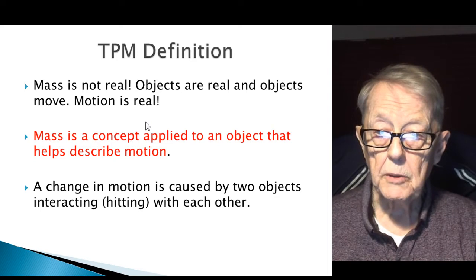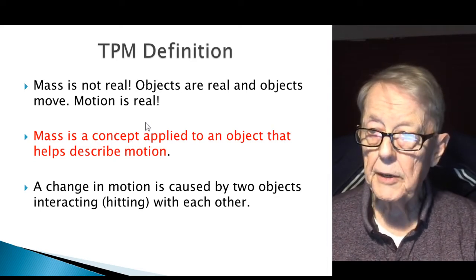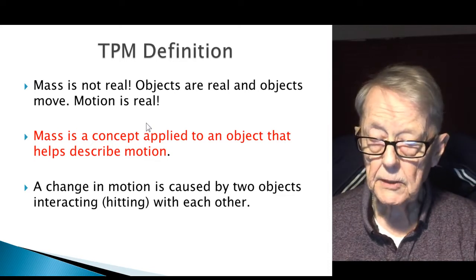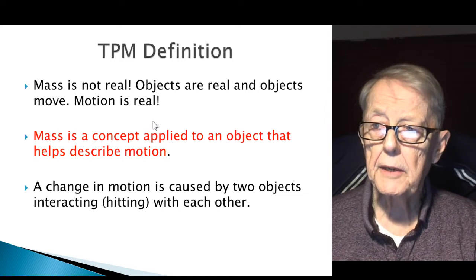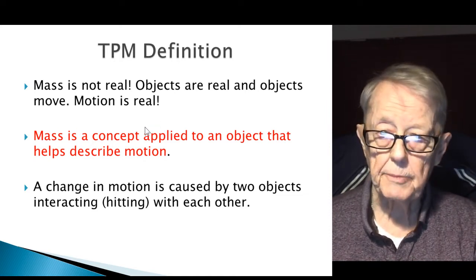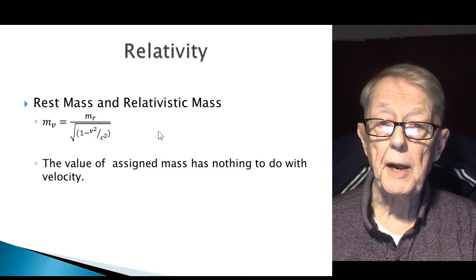A change in motion is caused by two objects interacting with each other. It's the way you normally get a change, is that two objects interact and they each apply a force to each other.